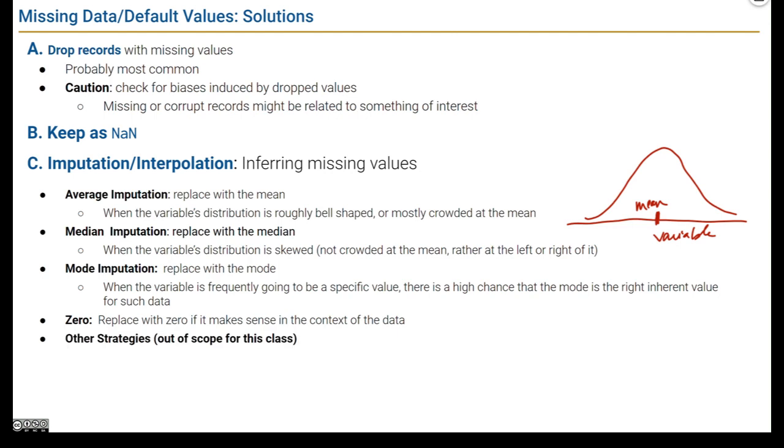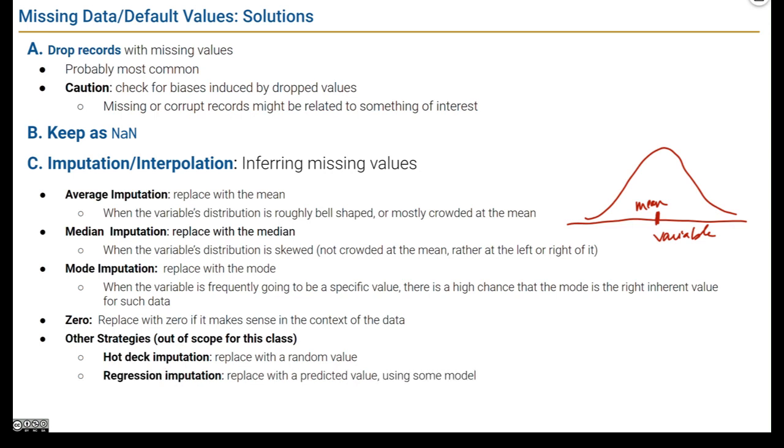Other strategies are out of the scope for this class, but helpful in case you want to look into more alternatives. One of them is called hot deck imputation, where you replace with a random value. Another is called regression imputation, where you can replace using a model. And a third is called multiple imputation, where you can replace with multiple random values. So again, just some things to let you search on your own if you're interested.